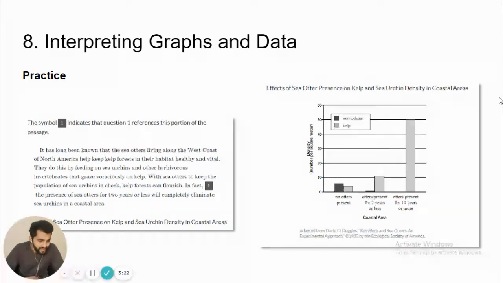Moving on to the middle, when the otters were present for 2 years or less, the density of kelp increases significantly, though not proportionately, and the density of sea urchins decreases, but it's still there. Some of them are still there. And the third, the rightmost, is otters present for 10 years or more. The kelp forest density has increased exponentially and the sea urchins have entirely disappeared.